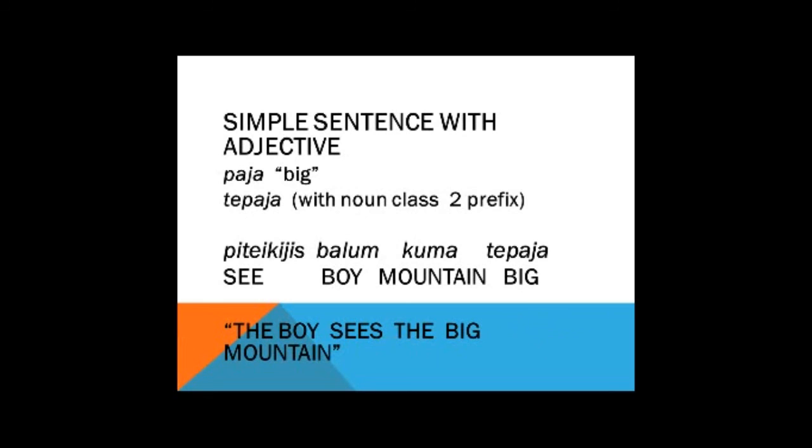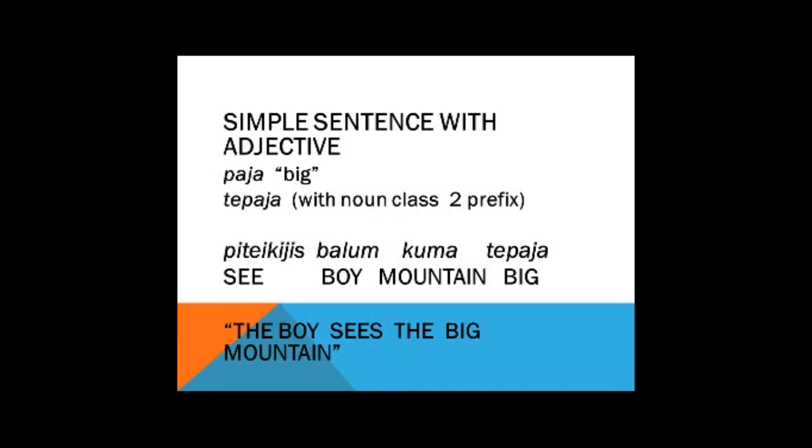Okay, so we're just going to elaborate the sentence a little bit and throw an adjective in. In the previous lesson, I introduced adjectives. And the adjective big, or whatever the adjective is, it will take again a noun class agreement prefix that agrees with the noun it's describing. And so if you're going to say big mountain, it's going to come out as kuma chepaya.